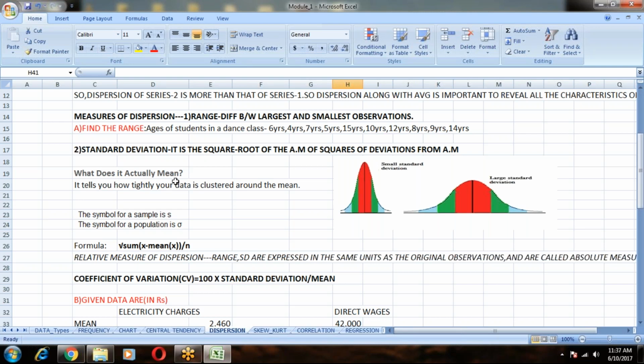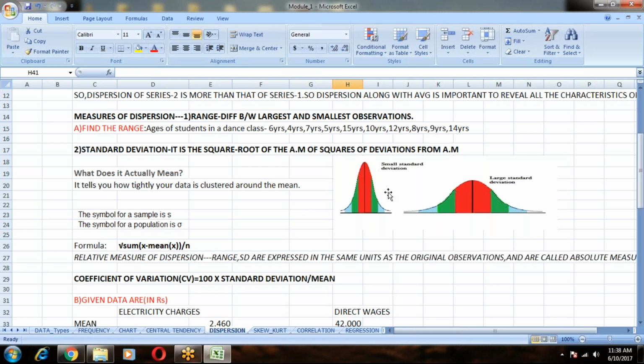Standard deviation, what does it actually mean? It tells you how tightly your data is clustered around the mean. Suppose you are having a mean, an arithmetic mean, so an average value. What you are doing is comparing each and every data point with this mean. You are looking at the difference between each data point's value and its mean.